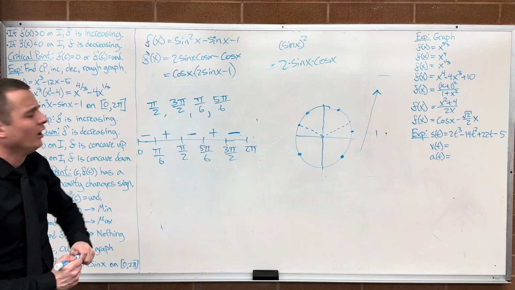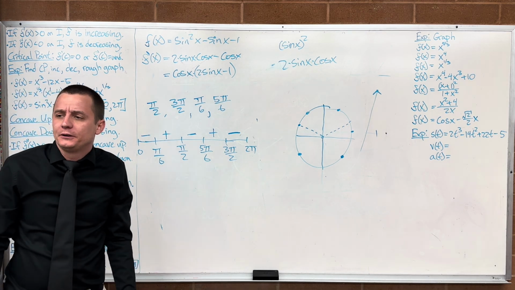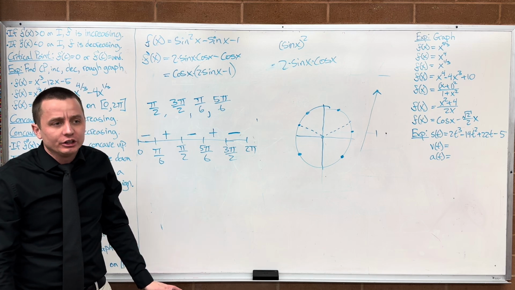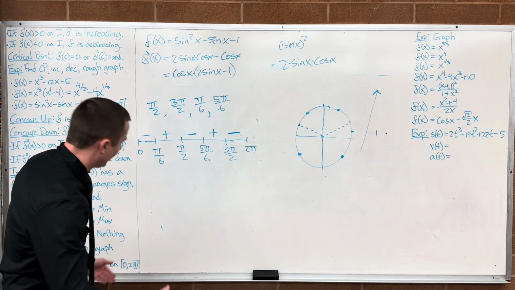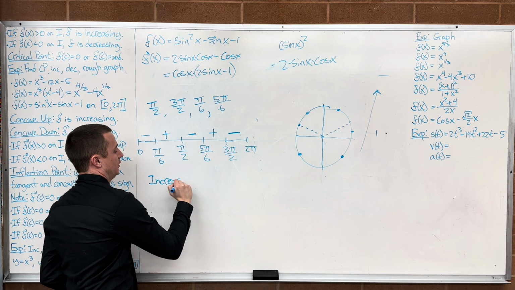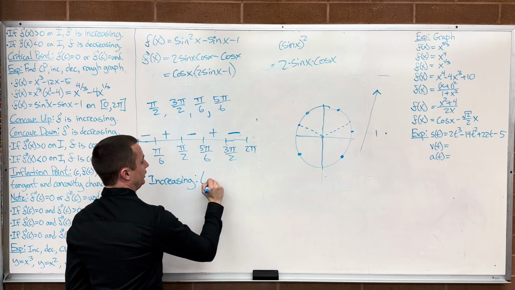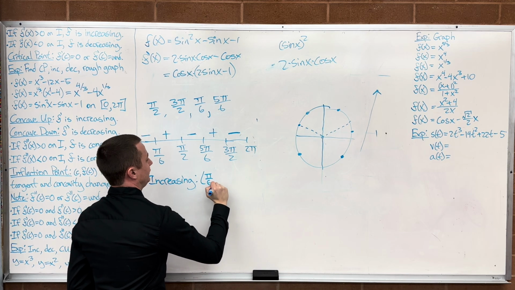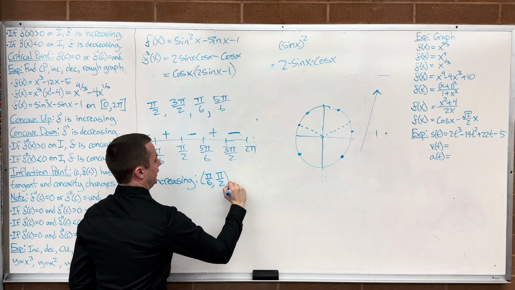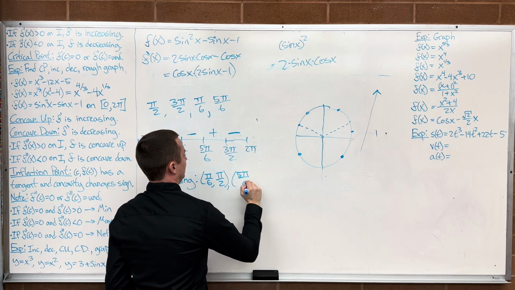Okay, how your answer should be given, sorry. Your homework problem is going to ask you something along the lines of, on what intervals is this function increasing? So the actual answer will look something like increasing, and we are increasing on which intervals? We're increasing on the interval pi 6 to pi halves, and 5 pi 6 to 3 pi halves.